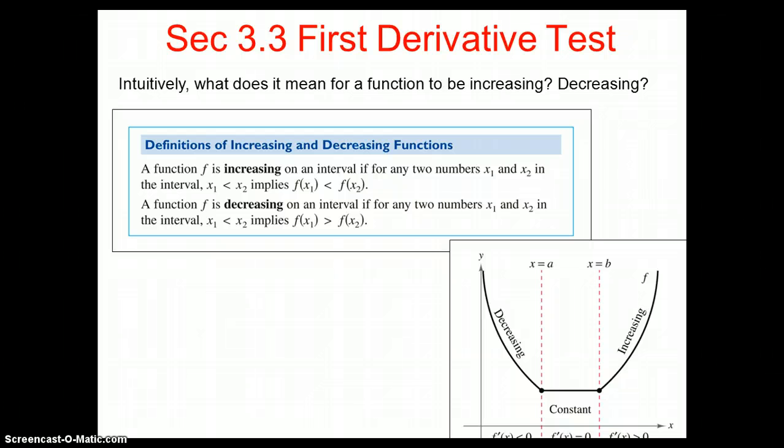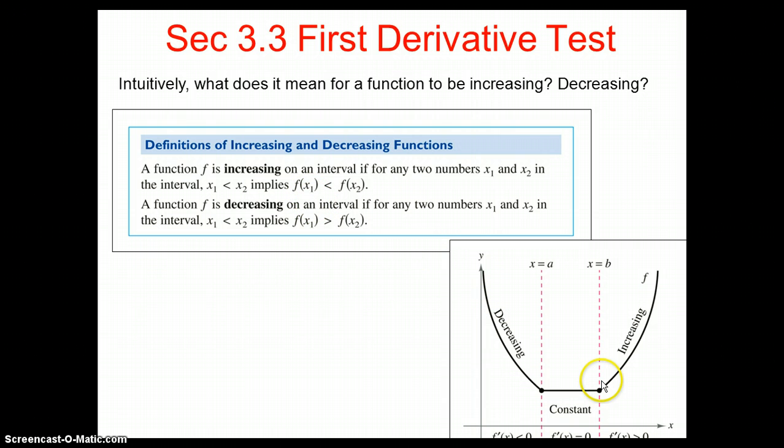All right, so in section 3.3, we're really talking about the idea of increasing and decreasing. I think we know intuitively what it means. Increasing means the function is going up, decreasing means going down. But technically, if we're talking about the x values, if I'm going from left to right, so that means my second x value is larger than my first x value, then we know that the function is increasing when the y value gets bigger than the first original y value.